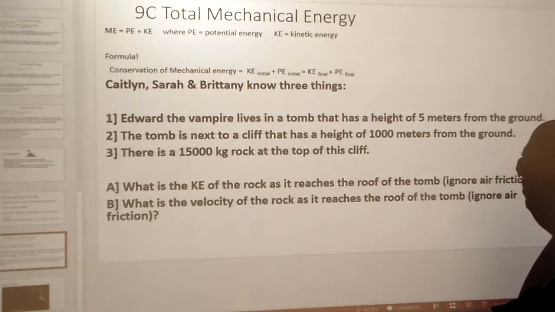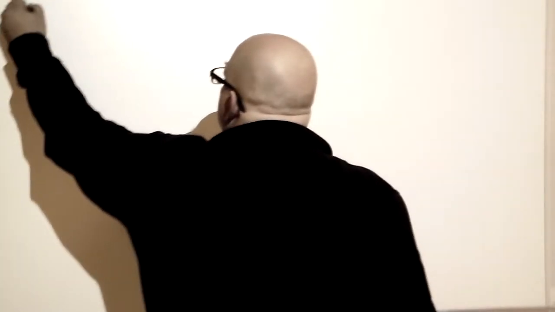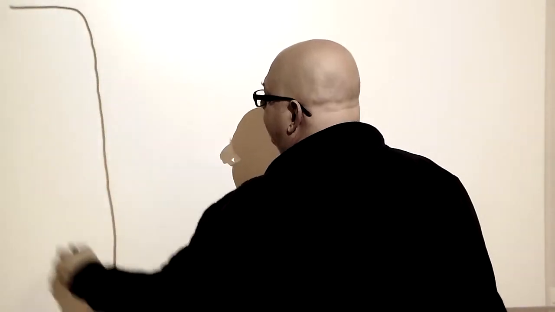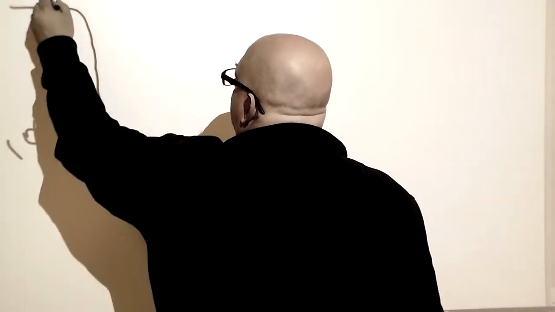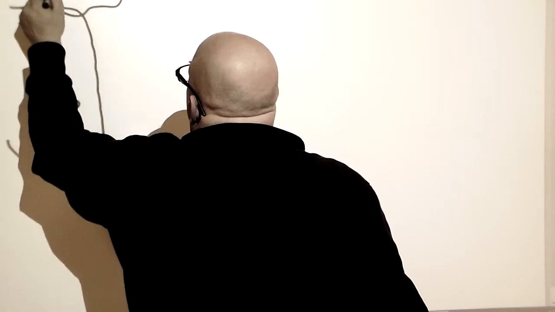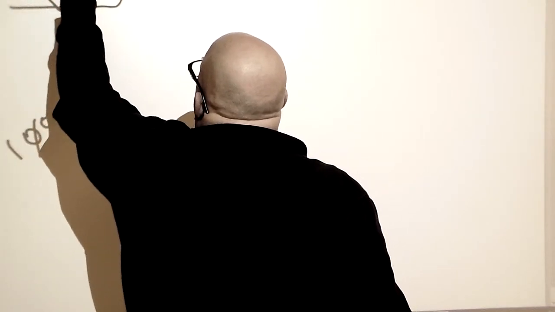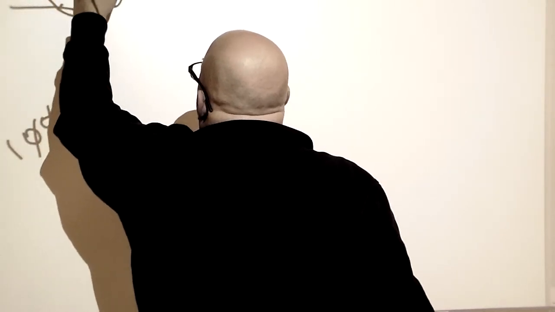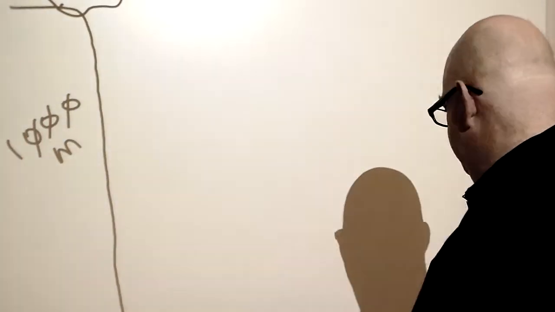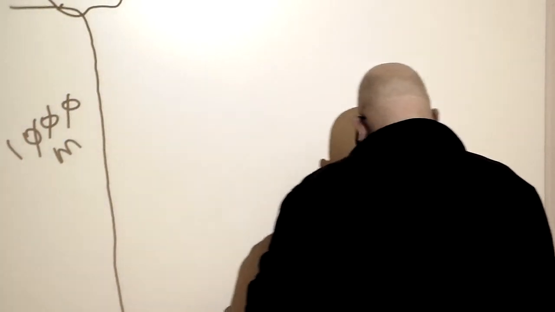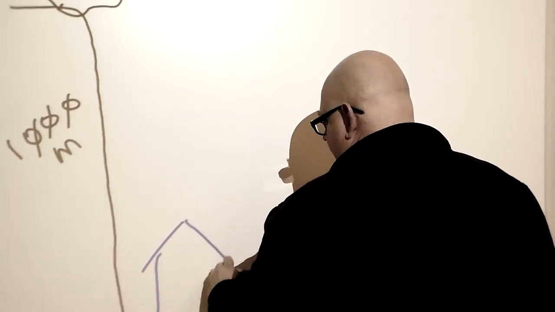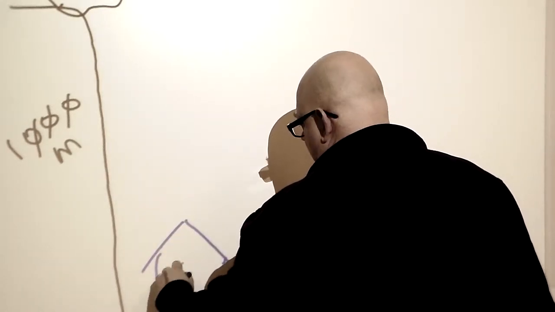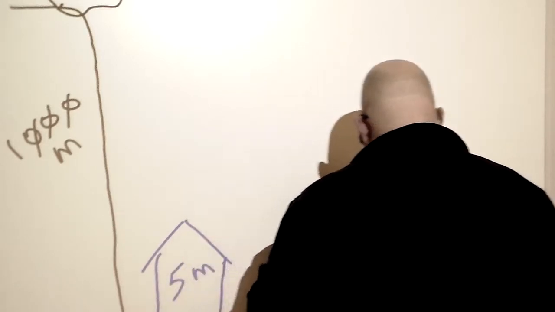Well, probably drawing the problem would be a good idea. So here's our cliff. It's 1,000 meters. We have this big giant rock of 15,000 kilograms. That's very, very massive. And we have a tomb down below of Edward the Vampire of Twilight fame, in case you are wondering, where the height is 5 meters.